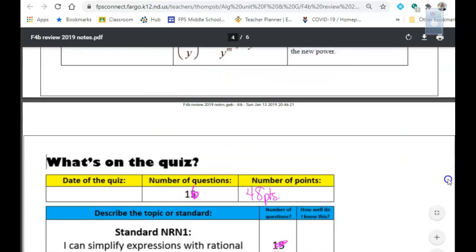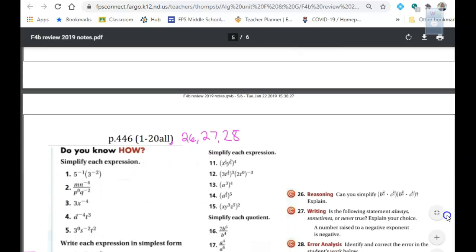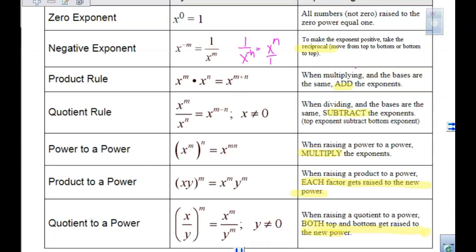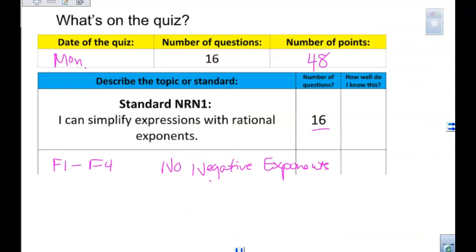We're going to show you the quiz and then the answers from that page 446. So if you didn't get all this, you can simply click on EduCal and click on that page 446.